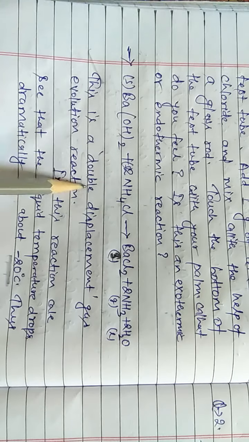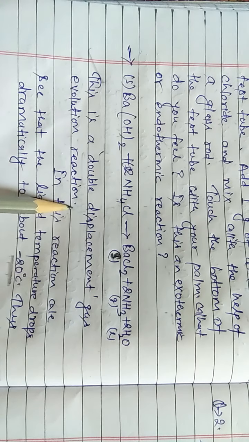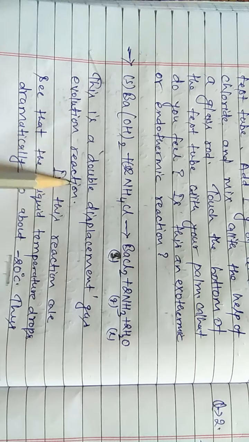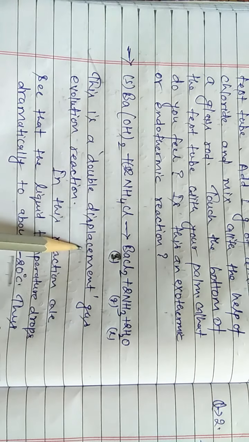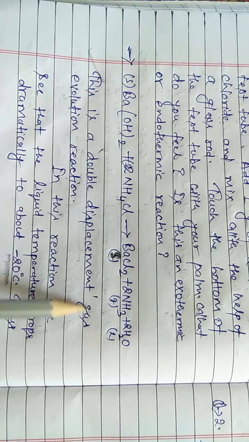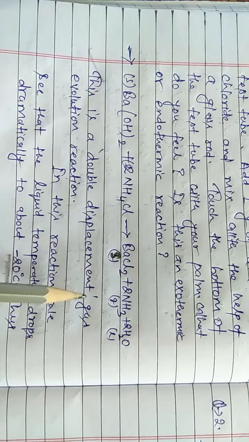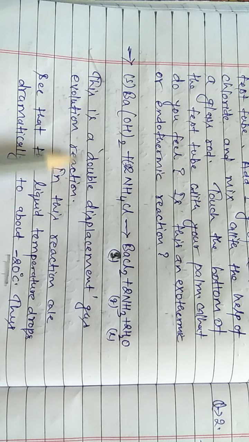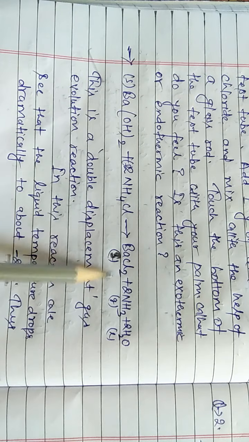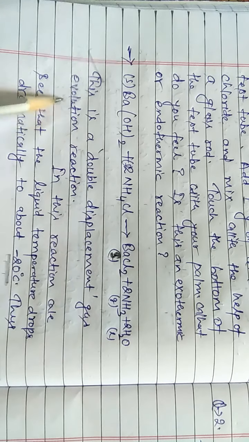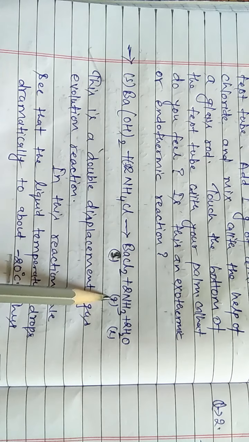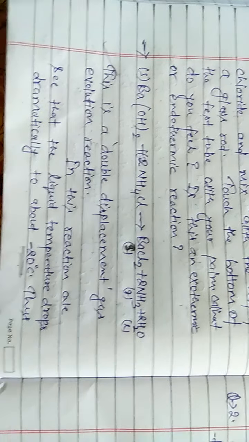So this is called a double displacement gas evolution reaction. What will it be called? Double displacement gas evolution reaction. About double displacement we will study in coming classes, in this chapter only. At that time I will explain the double displacement reaction. But here you should know that this is a double displacement gas evolution reaction. Why? Because a gas has been evolved. And which gas? Ammonia gas.